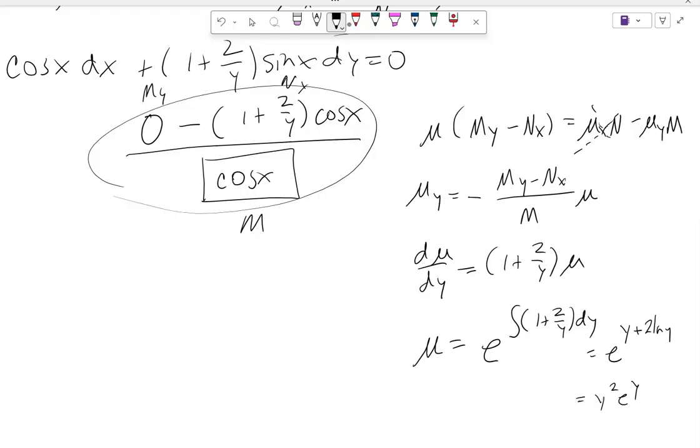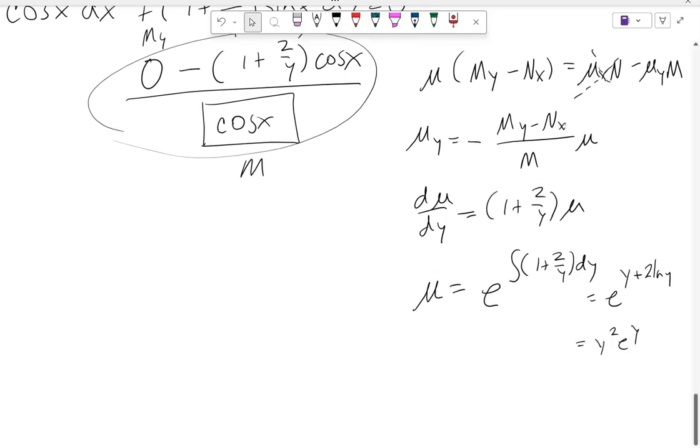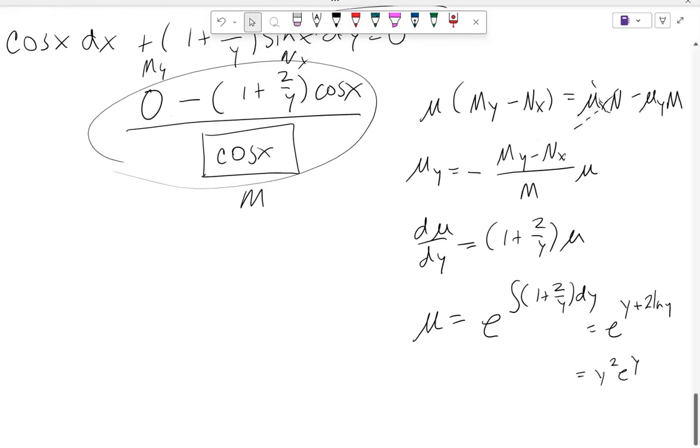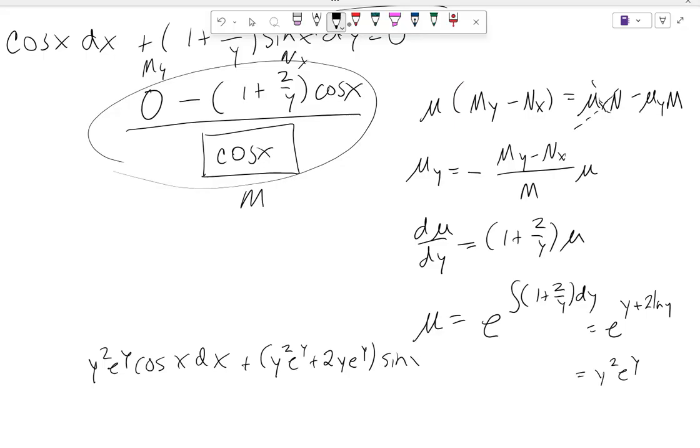Okay? Phew, that was a lot of work, wasn't it? So you're very excited about that one. That's only our integrating factor. We're not done. Okay? This is the thing that we need to multiply on both sides. So we have y squared cosine x dx. I'll distribute the y squared through. We'll have y squared. Oh, sorry. I forgot my e to the y, didn't I? y squared e to the y cosine x dx plus 2y e to the y sine x dy equals 0.